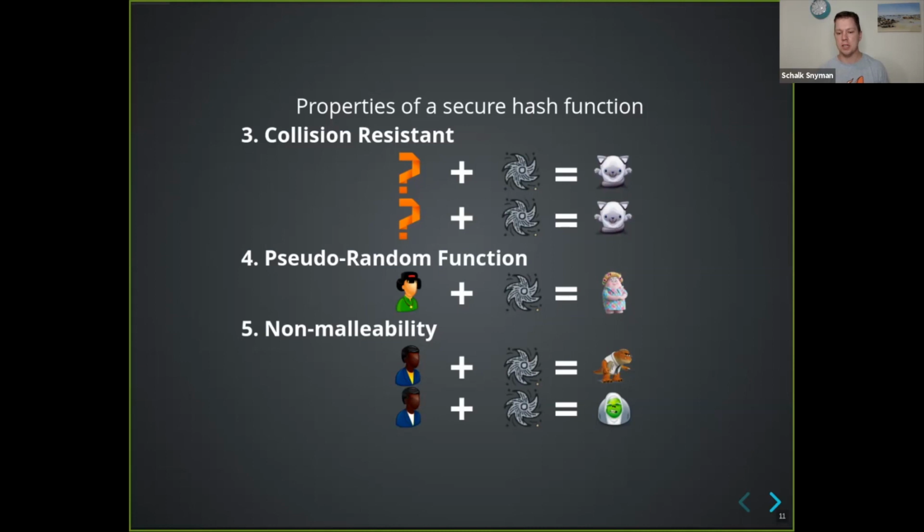The fourth property is that it should produce a pseudo-random output. This does not mean that the hexadecimal number will look weird or something, but just that it's so unexpected that it might as well have been random.